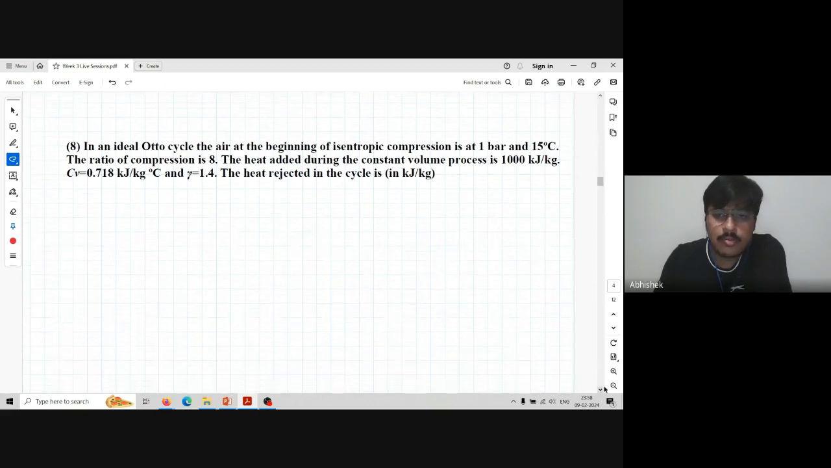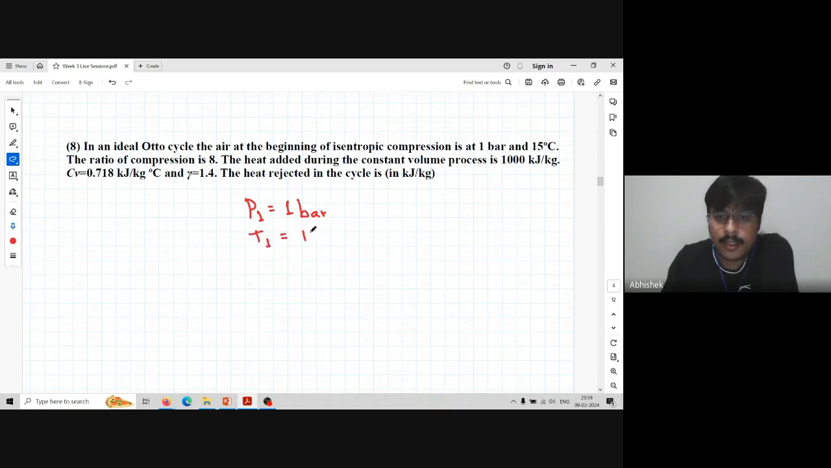Now this is an easy numerical. I hope you can do it. I'm giving you 2 minutes. In an ideal Otto cycle, the air at the beginning of the isentropic compression, we have P1 is 1 bar, T1 is 15 degrees Celsius. Ratio of compression is 8. The heat added during the constant volume process, QS, is given as 1000 kilojoule per kg.